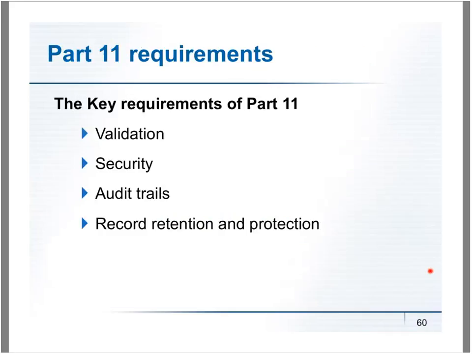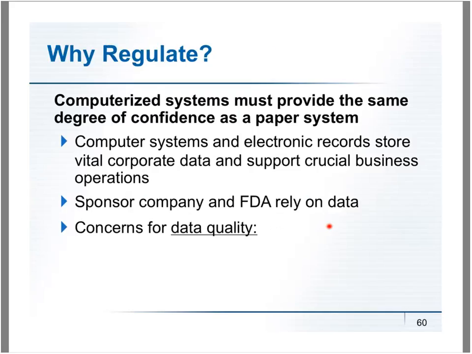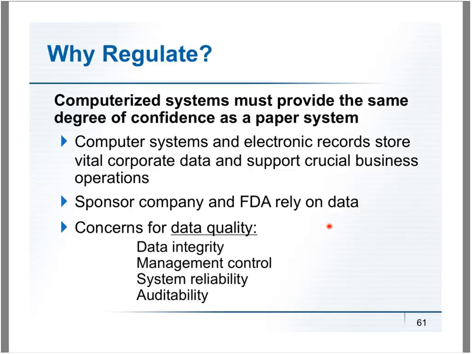Let's turn our attention to some general thoughts about the key requirements of Part 11. Yes, validation, security, audit trails, record retention and record protection. The reason for the need for regulation is to ensure that electronic data systems have the same end as the well-known paper system. The overall reason is data integrity, which translates to ensuring subject safety.